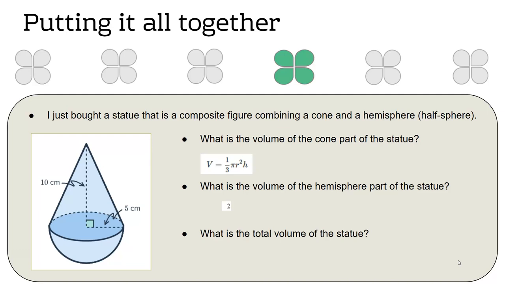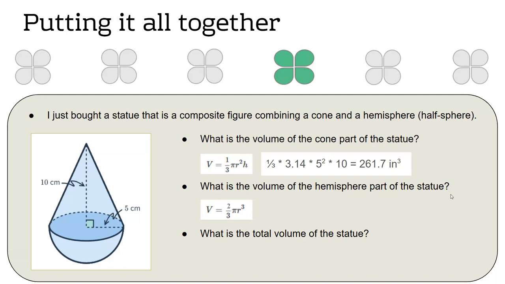So I'm going to use the volume formula 1/3 times pi times radius squared times height. When I plug in 1/3 times 3.14 for pi times 5 for my radius squared times 10, I find out that the volume of my cone is 261.7 inches cubed. Now, what is the volume of the hemisphere part of the statue?